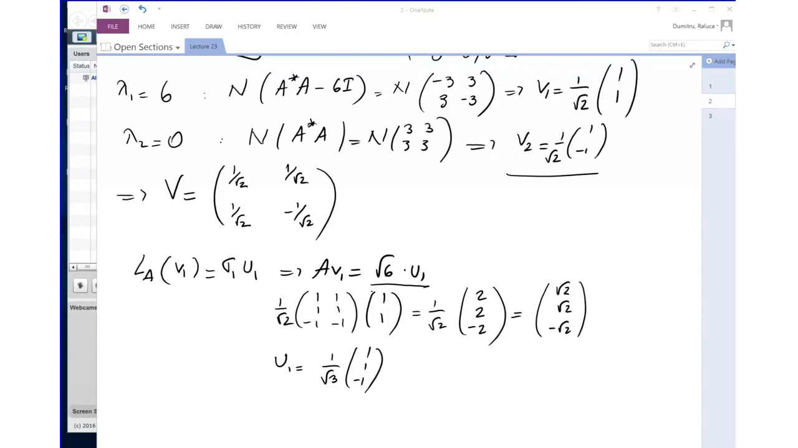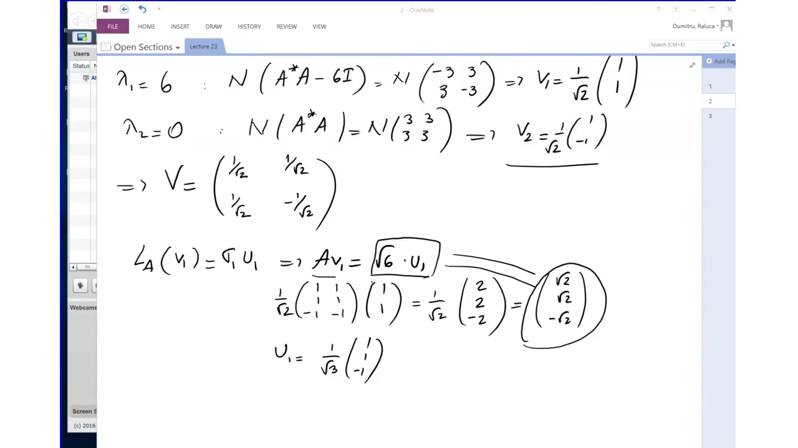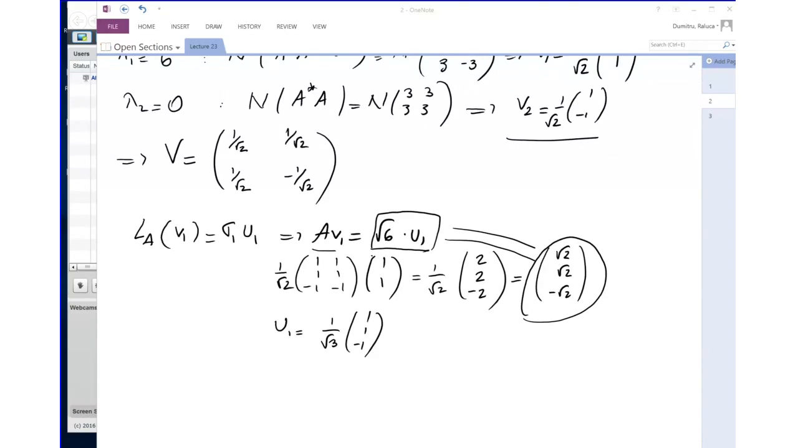Square root of 6 times U1 equals AV1, which is this. So U1 is 1 over the square root of 6 times this vector. The square root of 6 is the square root of 3 times the square root of 2, so the square root of 2 cancels. Okay, but that's it. We only have 1, and we need 3, right?